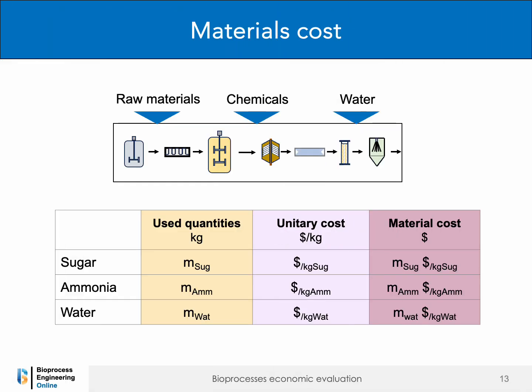The materials cost is determined based on the consumption of materials during process unit operations. Examples of raw materials considered include sugar and ammonia, used as carbon and nitrogen sources in fermentation media, as well as water. To calculate the cost of materials, the consumption of each material in kilograms is multiplied by its unit cost in dollars per kilogram.